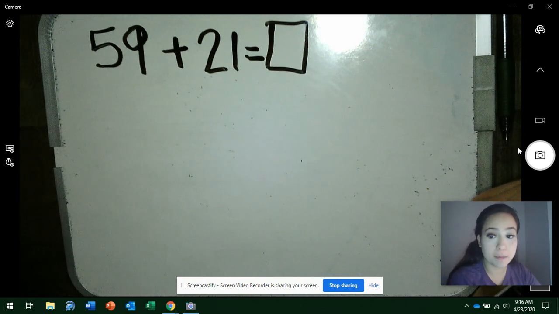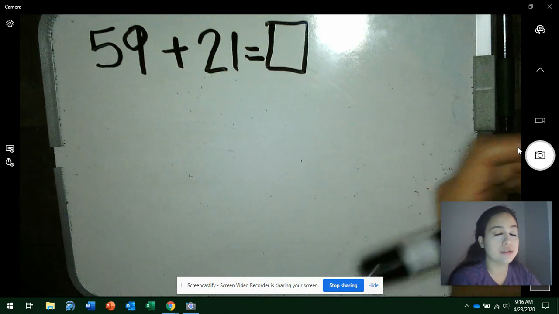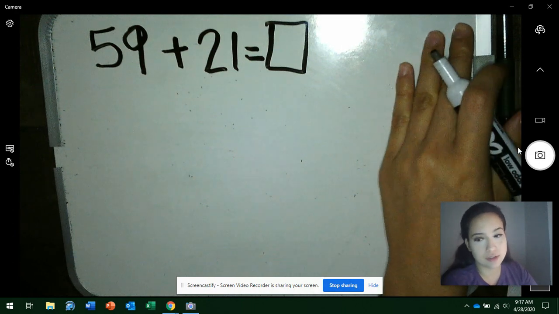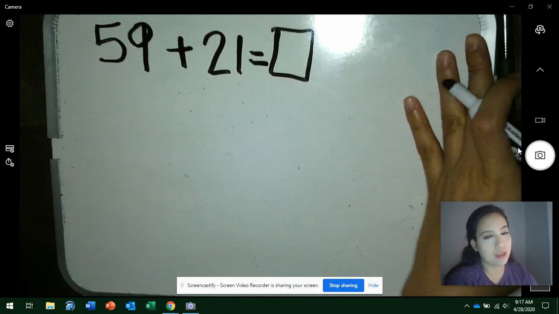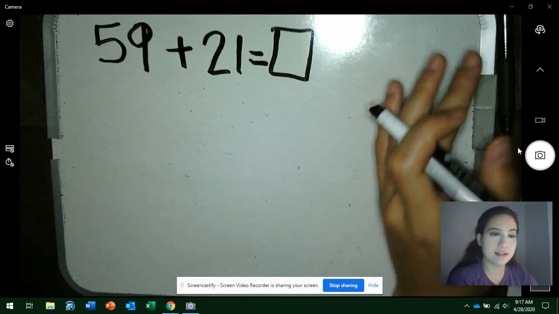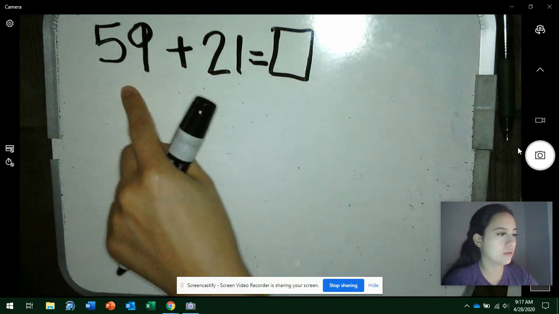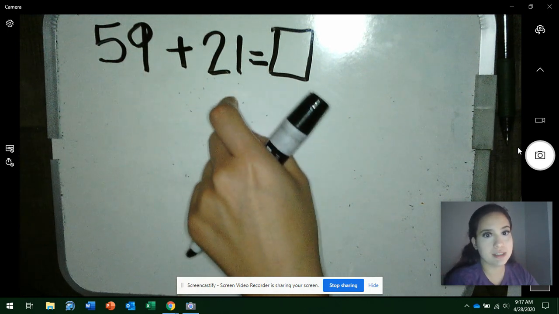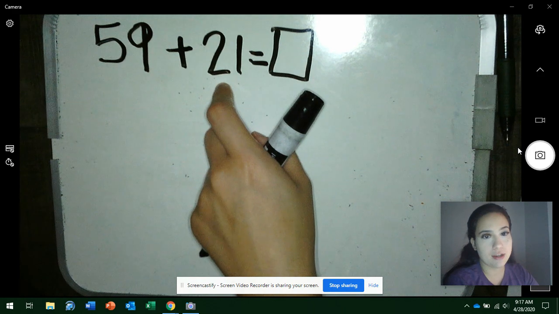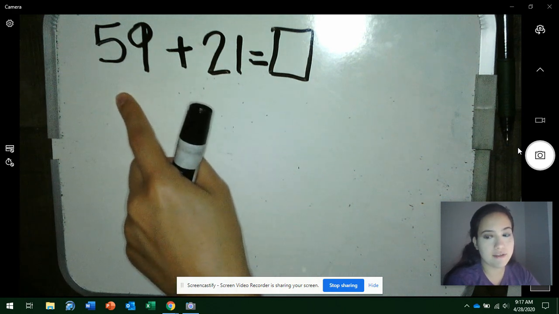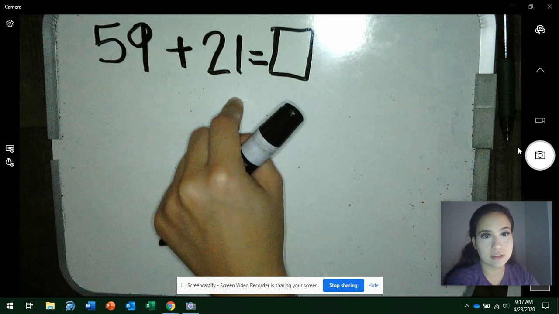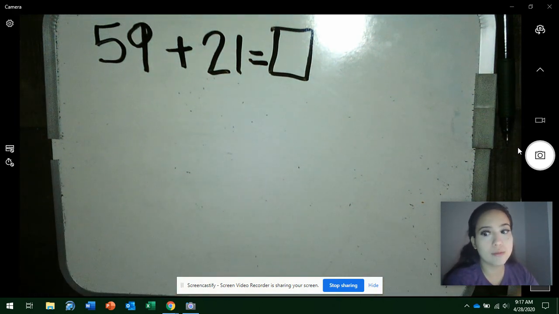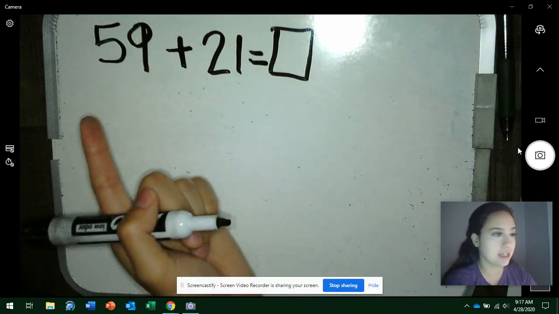Okay, we're going to break apart a number based on who's closer to the next 10, right? But we don't break apart the one that's closer to the next 10. We borrow from the other number to get it to the next 10. So we said 59 needs one more to get to 60, right? 21's next 10 would be 30. But who's closer to the next 10? 59 or 21? Get ready? Yeah, 59, right? Because it only needs one more to get to 60, which is the next 10.